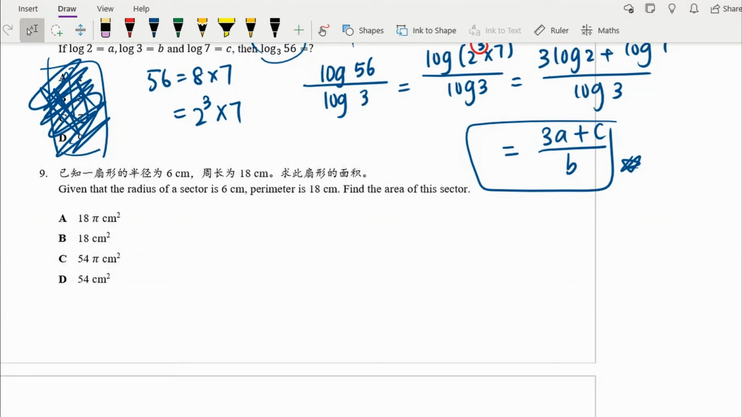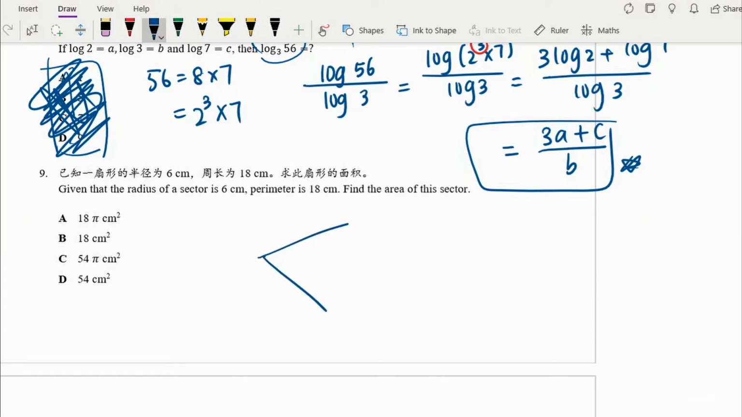The radius is 6 cm. The perimeter is 18. Then find the area of this sector. Okay, it's better to use your circular measure anyway. It's easier. So the sector is something like this.